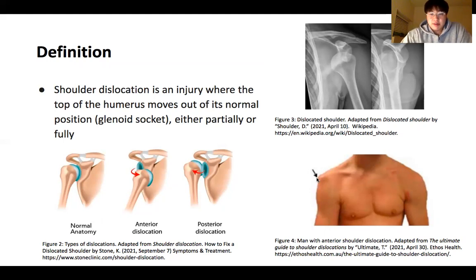As you can see, there is some prominence of the acromion, and the arm is slightly adducted. You can also see the heights of the trapezoids are different: this side is way lower, and this one is higher. The elbow is slightly flexed inward. And in the X-ray, you can see the end of the humerus popped out of the socket. So that's an X-ray of shoulder dislocation.